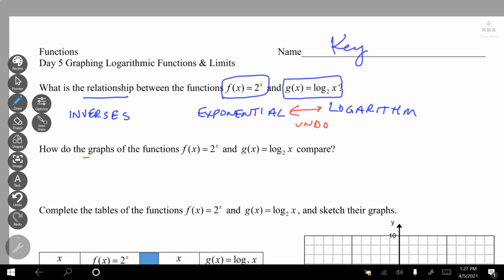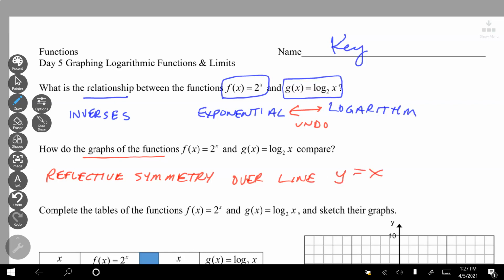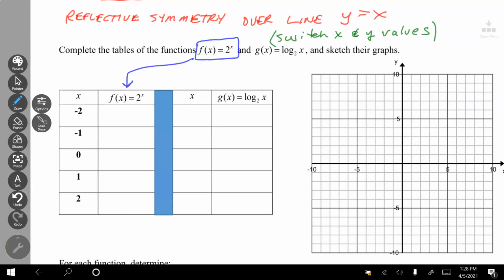So what happens with the graphs? They have what we call a reflective symmetry over the line y equals x. So that diagonal line y equals x is where it's going to be symmetric, or we say we switch x and y values. That's how we do inverses on a graph. We switch x's and y's. So we're going to graph both these functions.